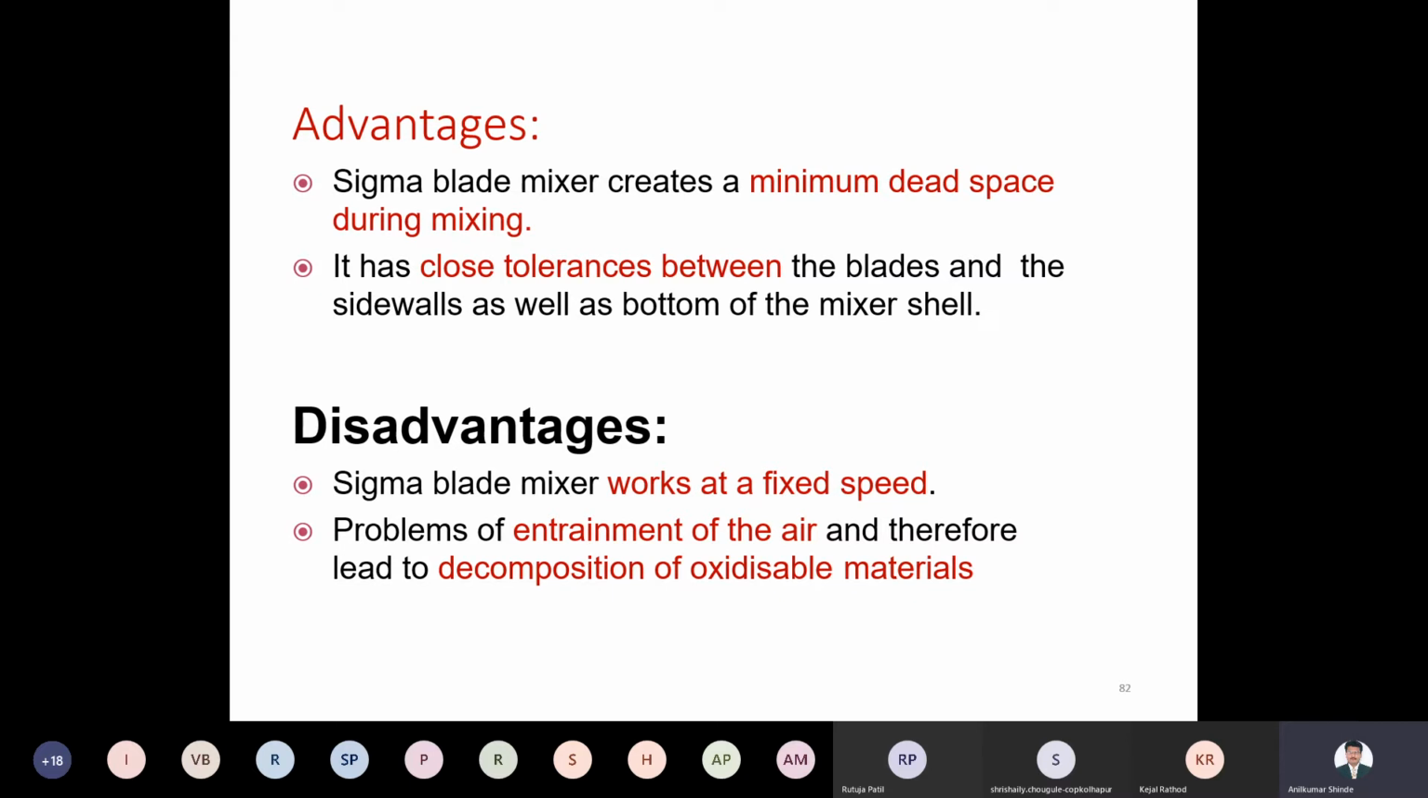Then the disadvantages of the sigma blade: the mixer works at a fixed speed. The problem with mixing semi-solids is the entrapment of air. So air is entrapped into the semi-solid mixing. It may happen.